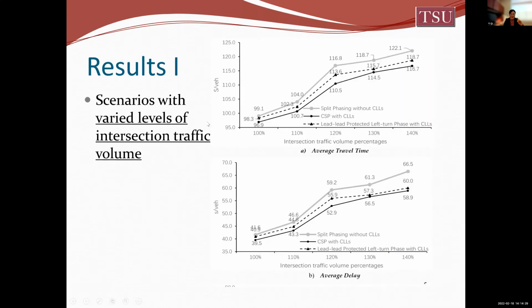So this is the first one. The first result is we increase the traffic volume from 100% to 140% for the whole intersection. You can see in this graph there are 3 lines. The light color line is the base model, the model without CLL design, only using the split phasing at this intersection. This dashed line is a design where we use the CLL lane design, but we use the existing lead left-hand phase.